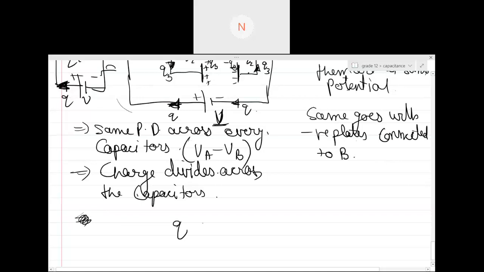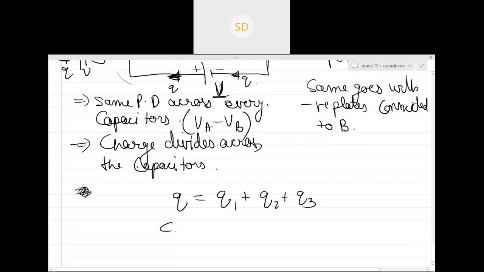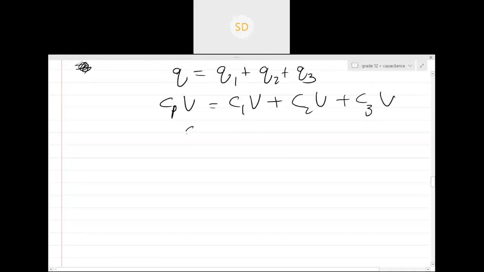Since Q is equal to Q1 plus Q2 plus Q3, you can write CP into V equal to C1 into V plus C2 into V plus C3 into V. From here you will get CP equal to C1 plus C2 plus C3.